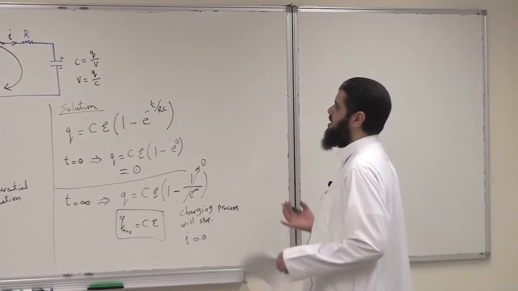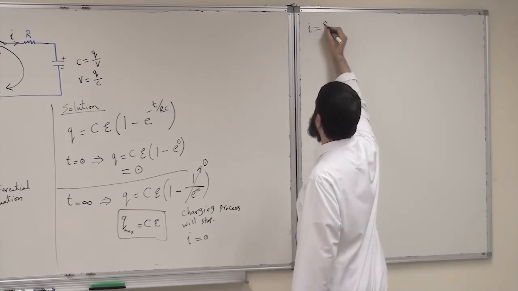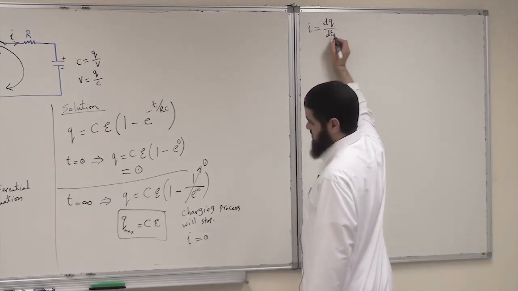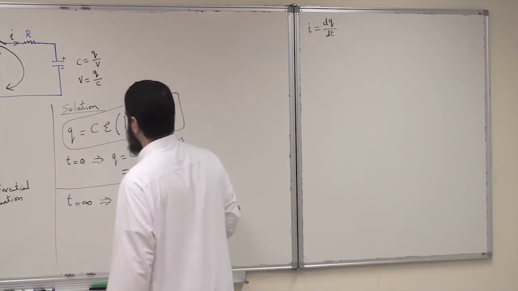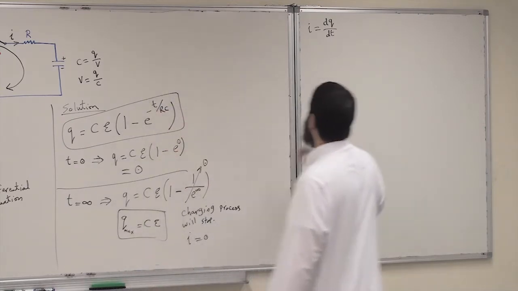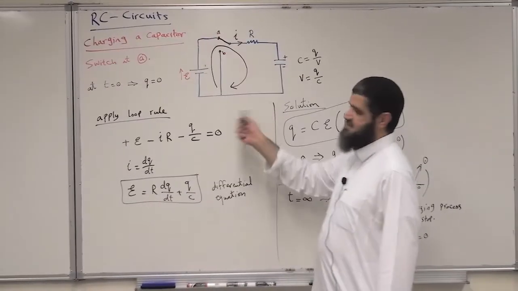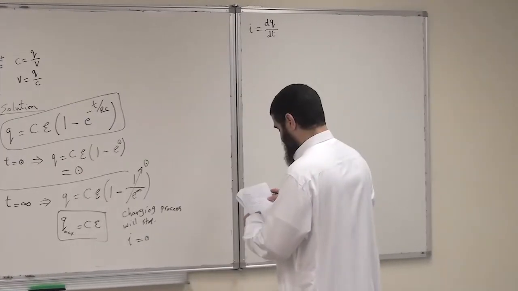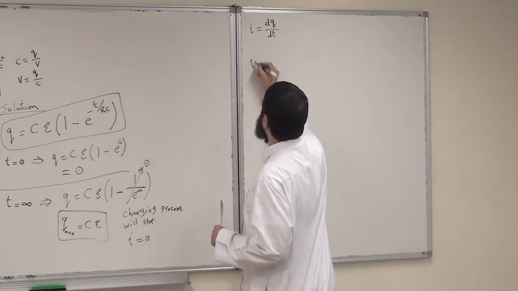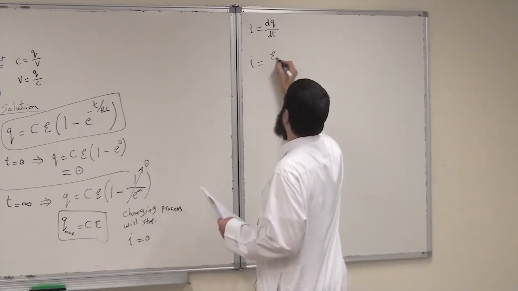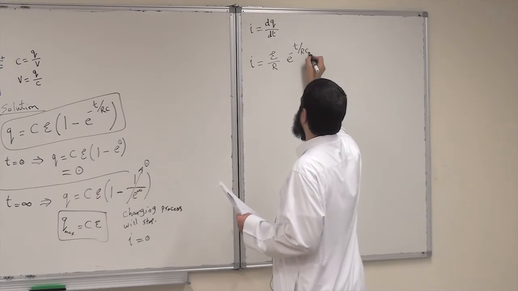What can we say about the current? We can give an expression for the current. We know that current equals dq by dt. Here we have q as a function of time. If we take the derivative with time, this will tell us how the current changes upon charging our capacitor in such a circuit. Taking the derivative will give us I equals E over R multiplied by e to the minus t over RC.